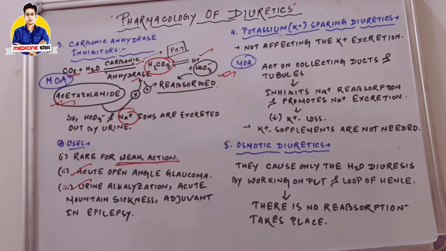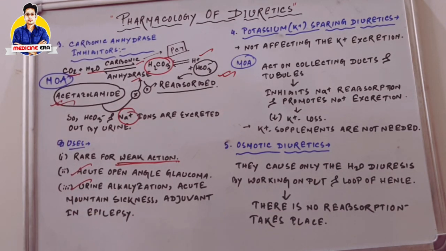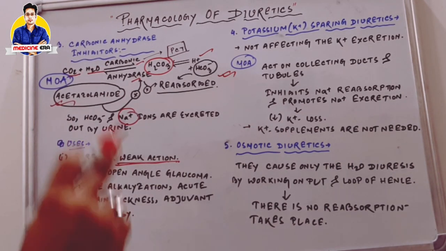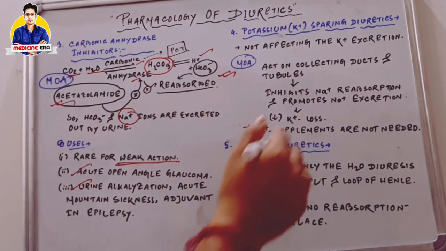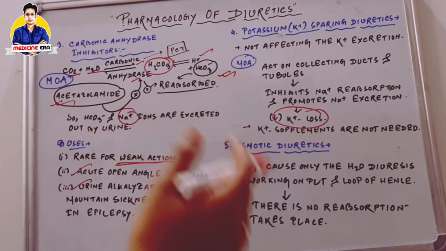Number 4 is potassium sparing diuretics. Potassium sparing means this is a particular diuretic which is used to inhibit the excretion of potassium ions. So they are called potassium sparing diuretics. They inhibit potassium ion excretion. Okay, they mainly act on the collecting ducts and tubules and inhibit sodium reabsorption. So the sodium ions are excreted in larger amounts from the body in the urine, but they retain the potassium ions. This is the main part. So by the retention of potassium ions and excretion of sodium ions, they exhibit diuresis.